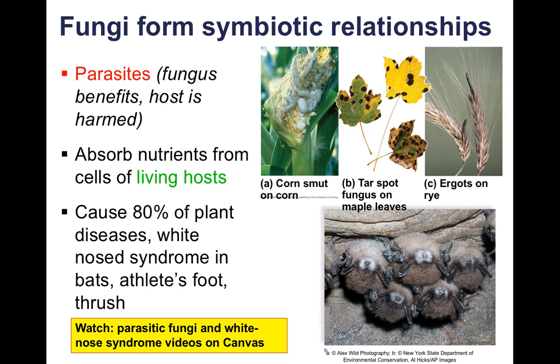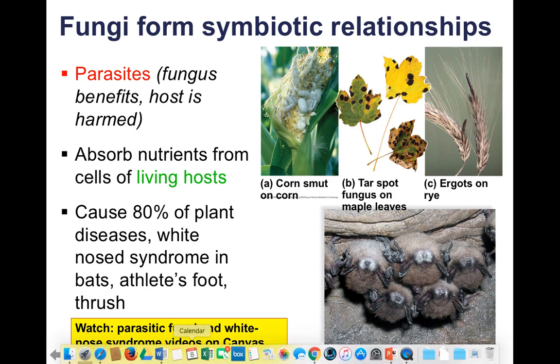We, as humans, also have different types of fungal parasites as well. Thrush, which babies get, is a yeast infection of the mouth. Many women get yeast infections. Other types of fungal infections include things like ringworm and athlete's foot. Okay, so there's a variety of ways that fungi can act as parasites.